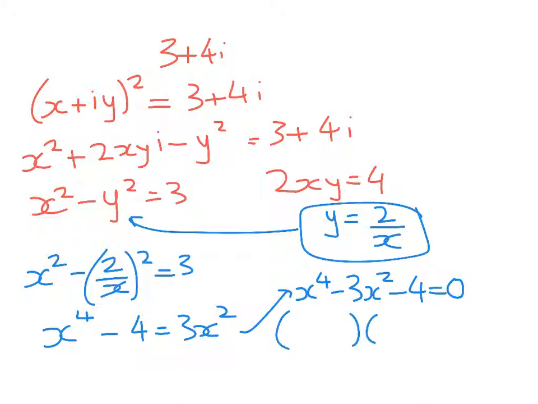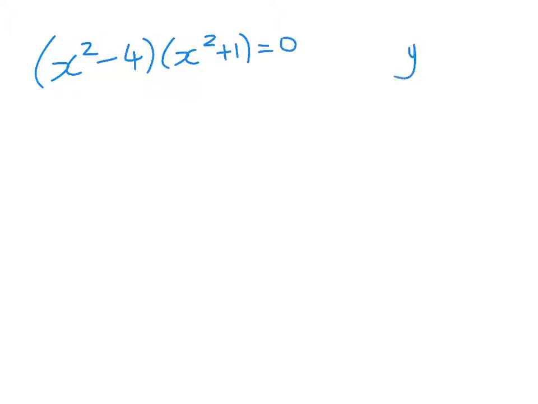Right, off we go again. It's a disguised quadratic. X squared here. This time two numbers that multiply to negative 4 and add to negative 3. So it's going to be minus 4 here and plus 1 here. Right, x squared minus 4 times x squared plus 1 equals 0. And we also need to remember what y was. So y was 2 over x. So this one, let's get rid of that one first. No real solutions.